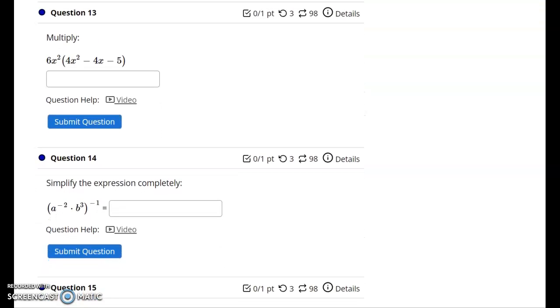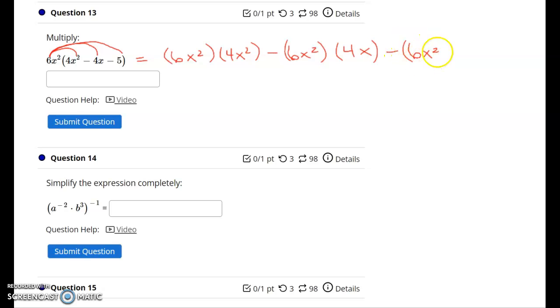Okay, 13, this is a new one, so let's look at this one. We need to multiply the 6x squared in, so we're going to multiply it to all 3 terms. It might be easier, if you're feeling confused on this, to write, okay, 6x squared times 4x squared, minus 6x squared times 4x, or you could have put plus and then make this negative, your choice, minus 6x squared times 5. Okay, let's just make sure I wrote that out right. I always like to double check when I'm taking it out like this.